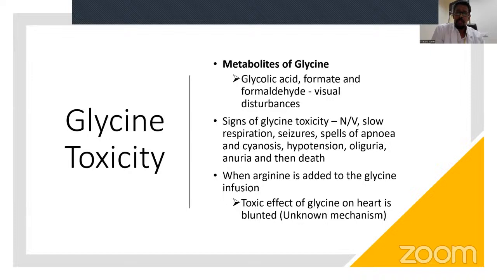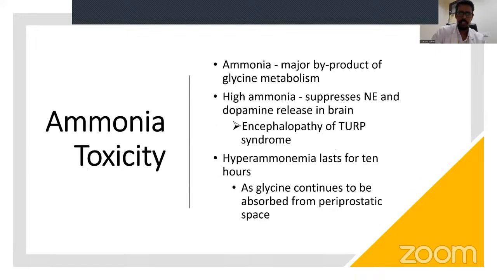It has been seen that when you add arginine, somehow the toxic effect of glycine is ameliorated to some extent. The exact mechanism is not known, but I will be talking about a putative mechanism of how arginine decreases the TURP syndrome or decreases the glycine toxicity. Ammonia is a major metabolite of glycine metabolism. High ammonia suppresses the norepinephrine and dopamine release in the brain. It could lead to an encephalopathy of this TURP syndrome.